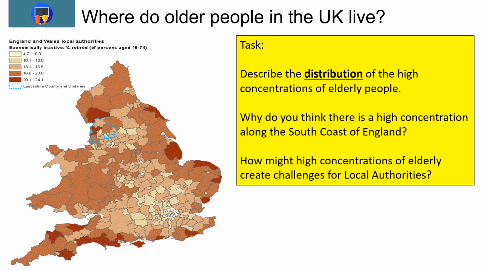Second task, I would like you to summarise why you think there is a high concentration of elderly people along the south coast. What might be enticing people to live in regions such as this? Third activity, how might high concentrations of elderly create challenge for local authorities? By local authorities, what I mean is local councils. Pause the presentation for a few minutes whilst you summarise the answers to those 3 tasks.